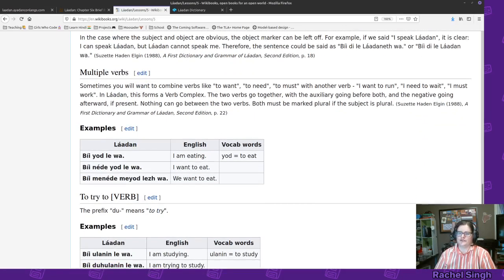Okay, now for multiple verbs. So this would be like, I want to go, I want to play, I need to do taxes. Stuff like that. So if we have I am eating, it's be yodlewa. But if it's I want to eat, you put your want verb and then the eat verb and then the noun. So be nede yodlewa. I want eat.